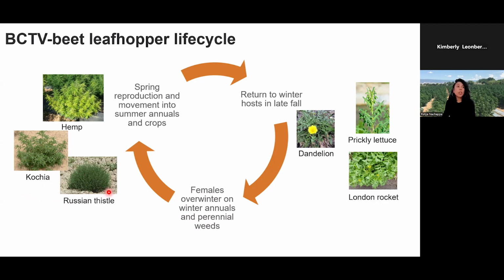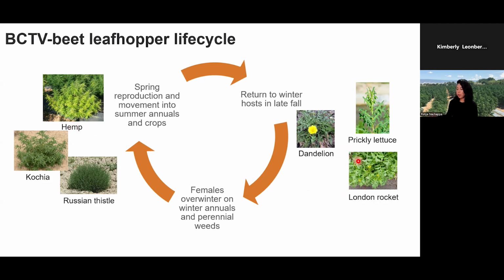They move on to important crops like sugar beet, and this is when hemp gets infected, as they are moving into the summer hosts. Multiple generations of the insects can be produced in the summer, and the populations can build up to pretty significant numbers. And then come fall, the females and the mated individuals move back into their winter hosts and the cycle continues.